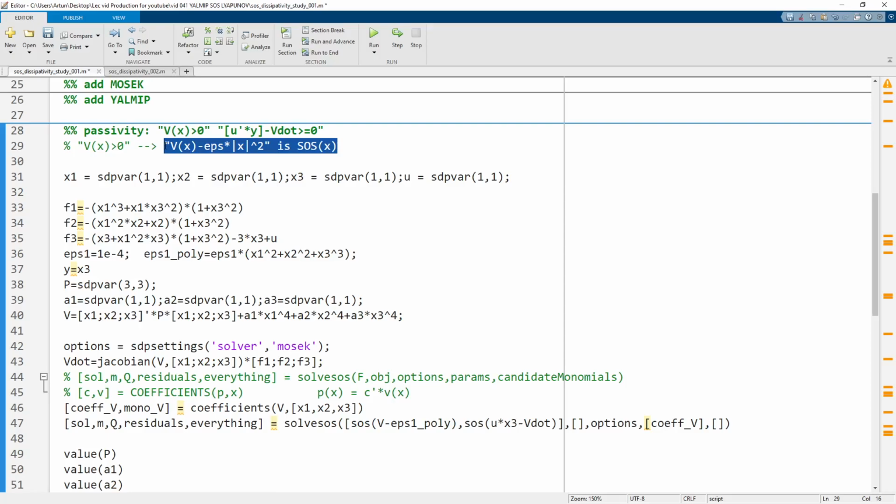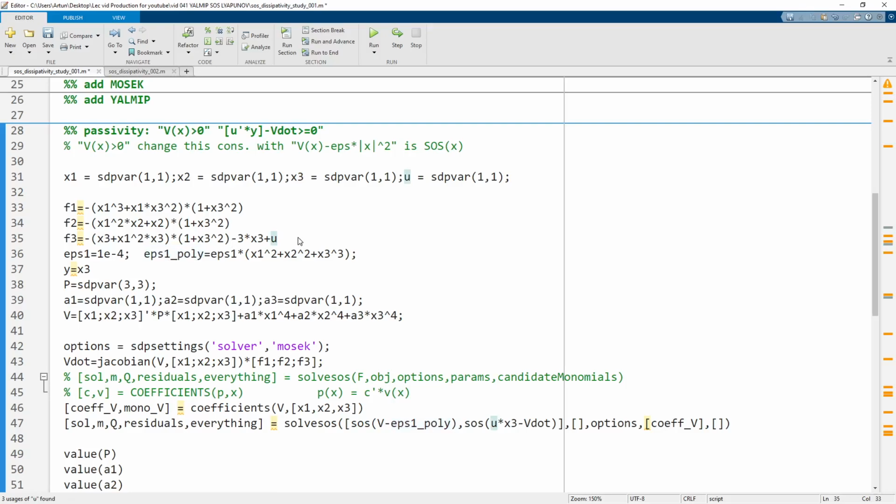Whenever we have this type of constraint, we change that constraint with the following. Because why? This condition is a sufficient condition for this. Okay, that was a long explanation. And that's why we use epsilon polynomial, because we had V being a positive definite function constraint.